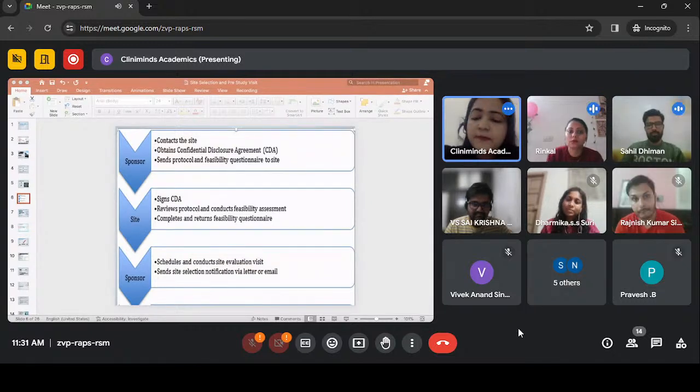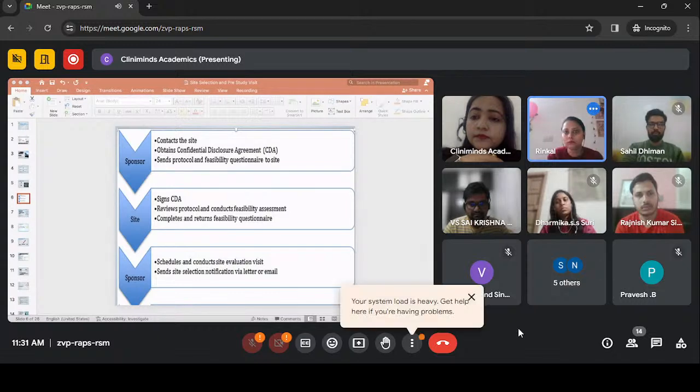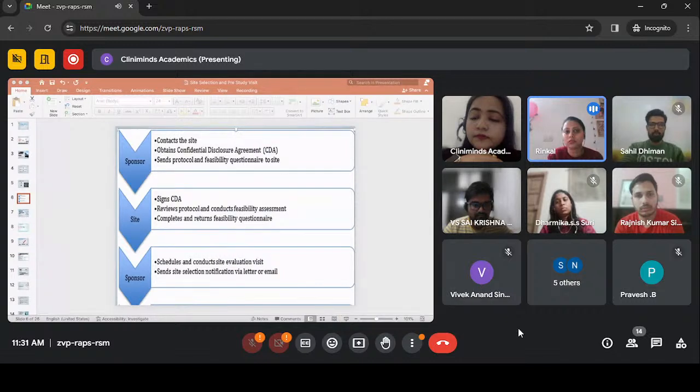Okay, ma'am. The first step will be that the sponsor contacts the site. And after that, we will obtain the confidential disclosure agreement. It is for the sponsor. In this, the investigator gives the assurance to the sponsor that all the information that is shared will be kept confidential. After that, the sponsor will send the protocol and the feasibility questionnaire. So this signed document will be sent back to the sponsor. Right? Okay, now Dharmika, what will be the next step?